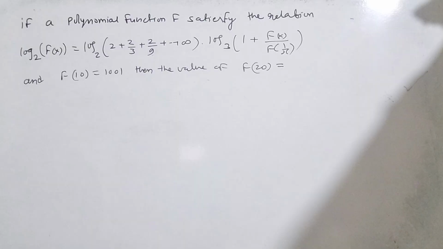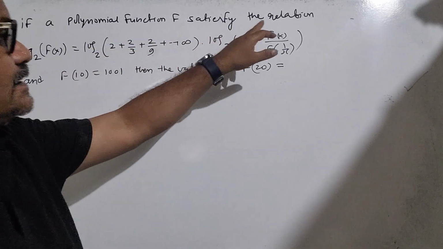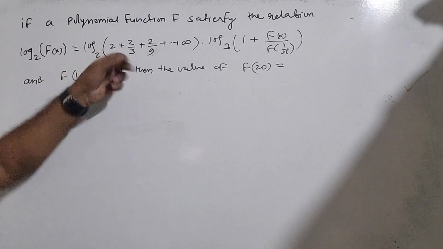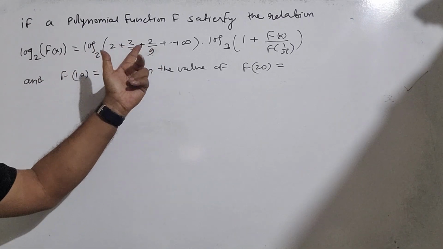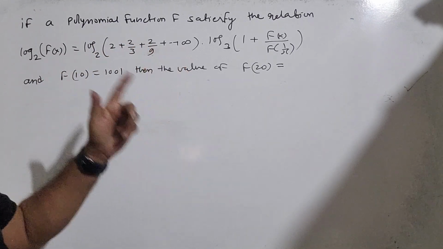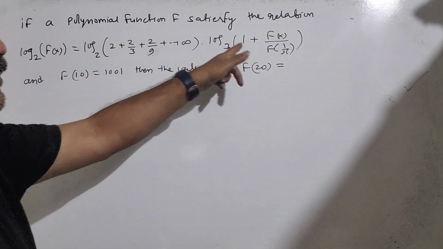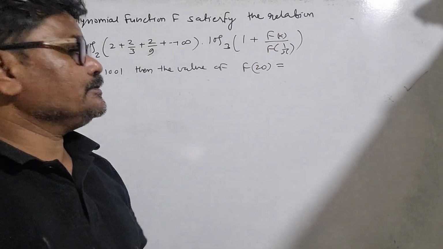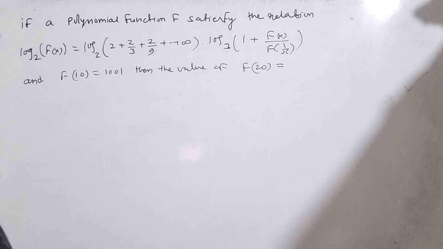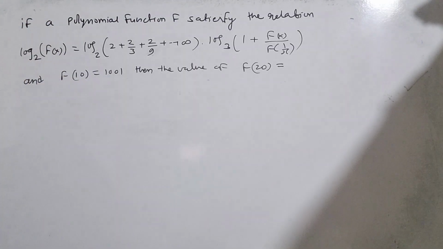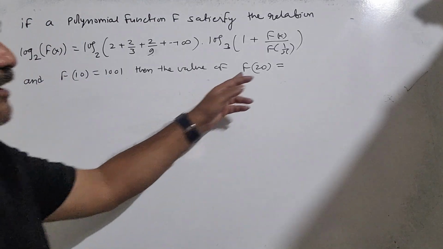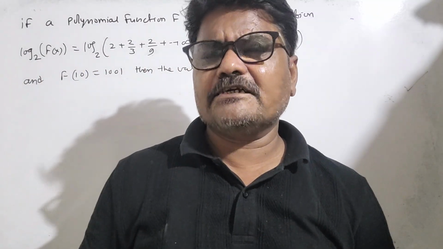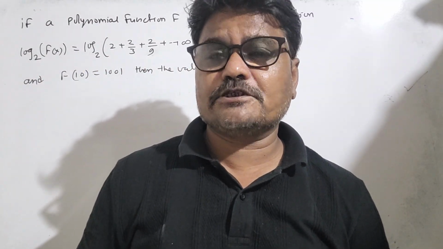So here is the question. If a polynomial function f satisfies the relation log of f(x) to the base 2 equals log of this expression 2 plus 2/3 plus 2/9 plus up to infinity to the base 2 into log of 1 plus f(x) divided by f(1/x) to the base 3, and f(10) is 1001, then we have to find the value of f(20). Numerical variety or single choice correct variety, they can ask the question like that.